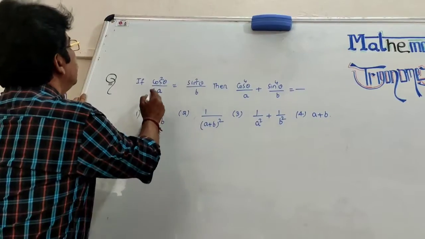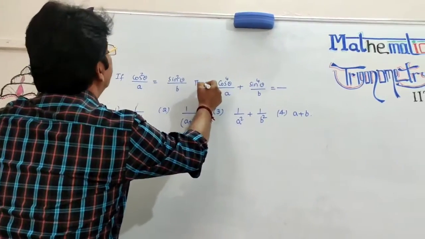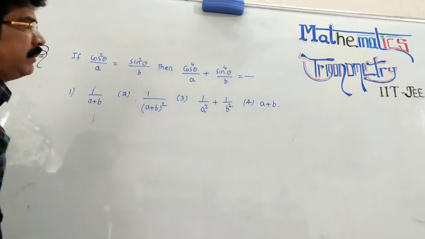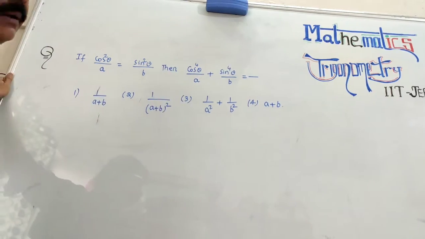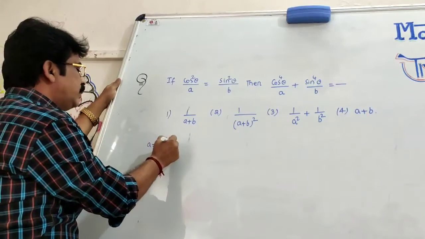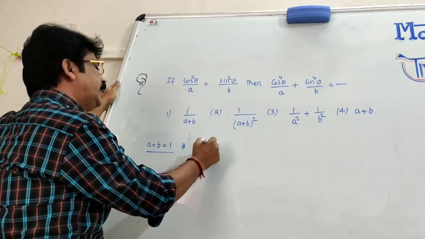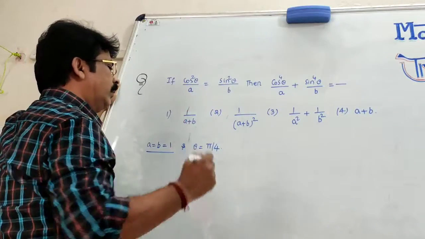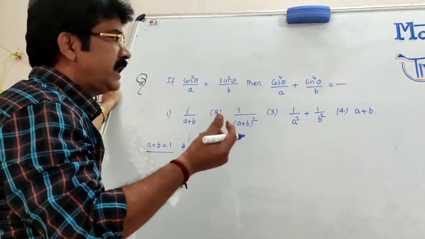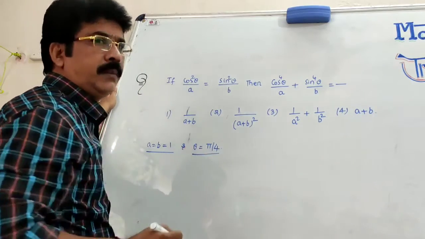Next question. If cos square theta divided by A equals sin square theta divided by B equals..., then cos to the power of 4 theta divided by A plus sin to the power of 4 theta divided by B is what? 4 options are given. Here, for our convenience, I am taking A equal to 1, B equal to 1 and theta equal to pi by 4, because if we take theta equal to 0 degrees or 90 degrees, then more than one option will be satisfied. That's why for the safer side we are taking theta equal to pi by 4.